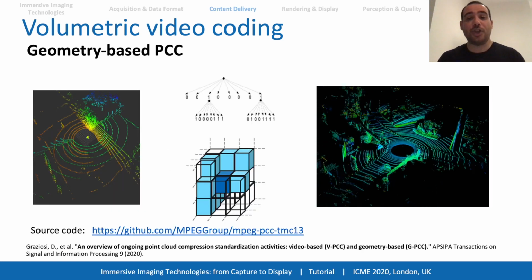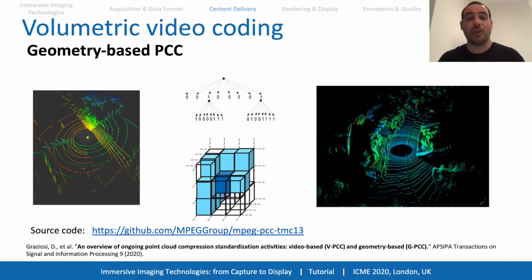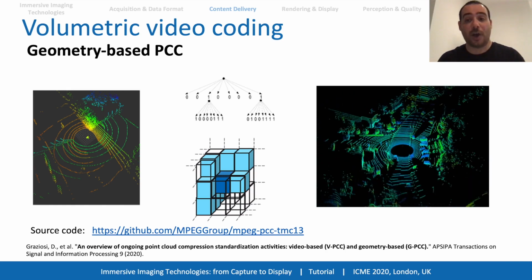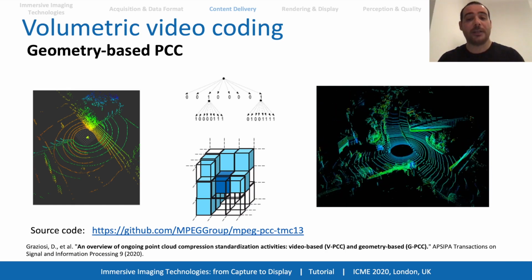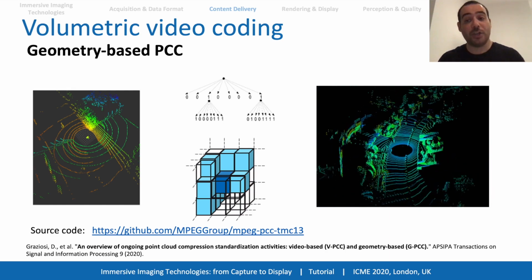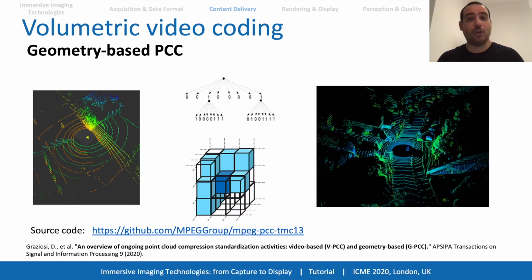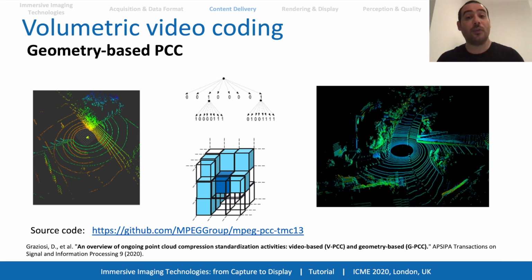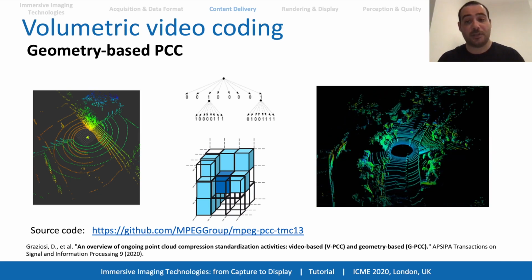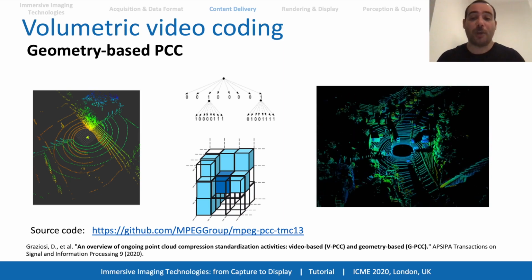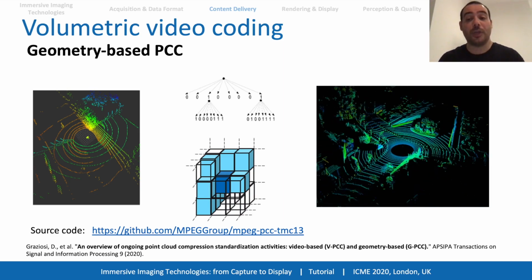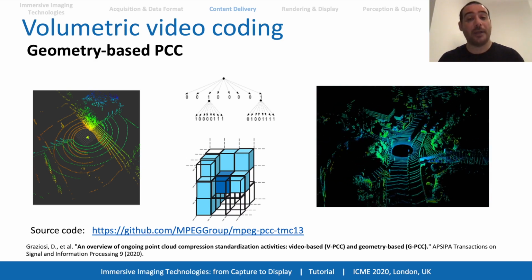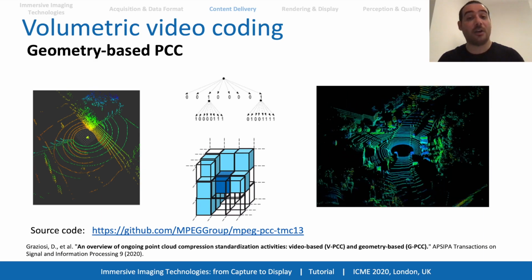Let's first look at the geometry-based PCC, called GPCC. GPCC utilizes data structures such as an octree that describes the point location in 3D space. The points have internal integer values converted from a floating point representation. This conversion is conceptually similar to voxelization of the input point cloud and can be achieved by scaling, translation, and rounding.